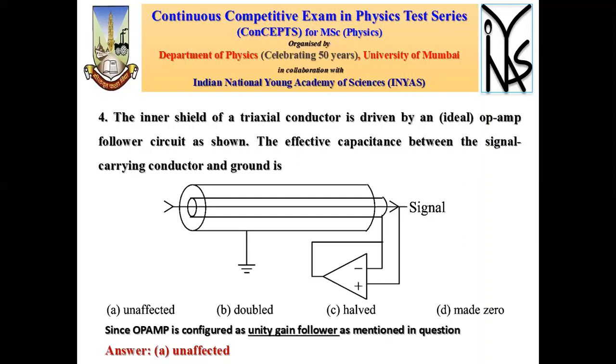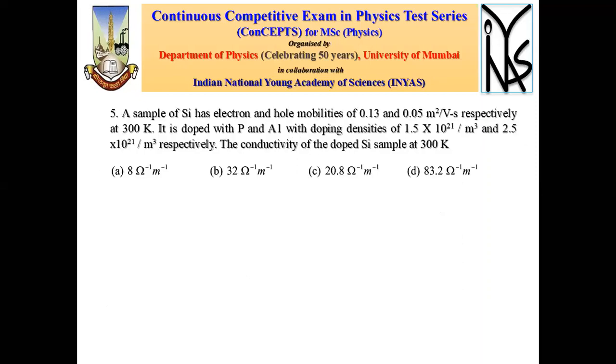Though these problems appear to be simple, we have to be careful while reading them. And I have taken, apart from this, some solid state electronics. A sample of silicon has electron and hole mobilities of 0.13 and 0.05 meters squared per volt second respectively at 300 K. It is doped with P and Al with doping densities of 1.5 into 10 raised to 21 per meter cube and 2.5 into 10 raised to 21 per meter cube respectively.